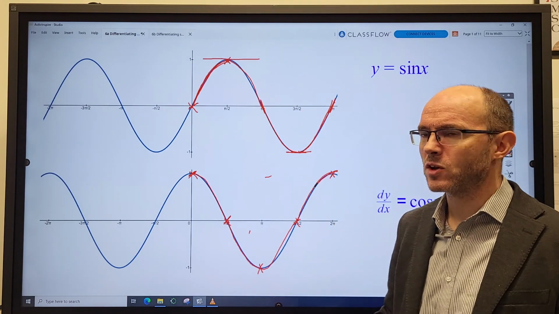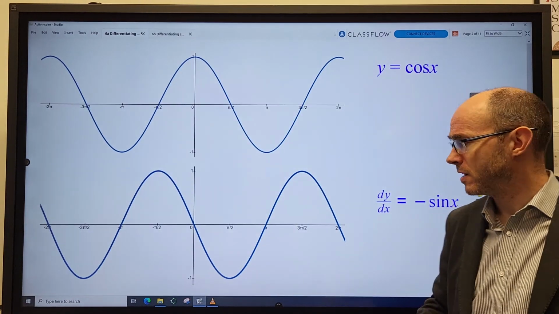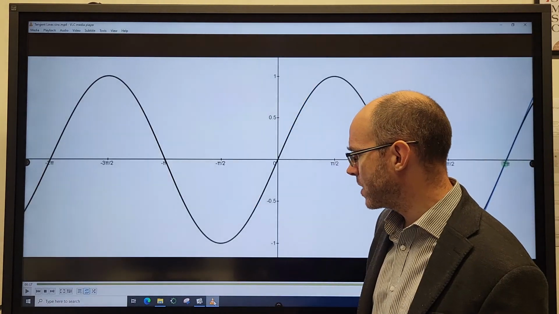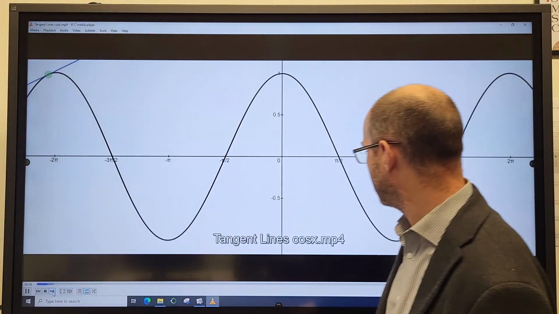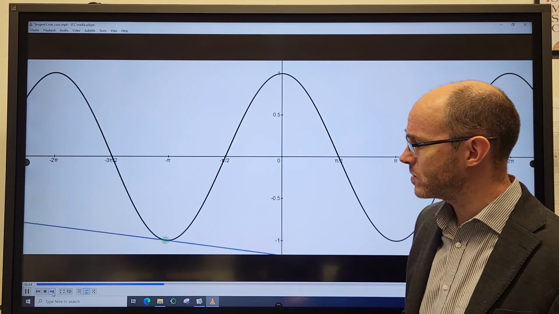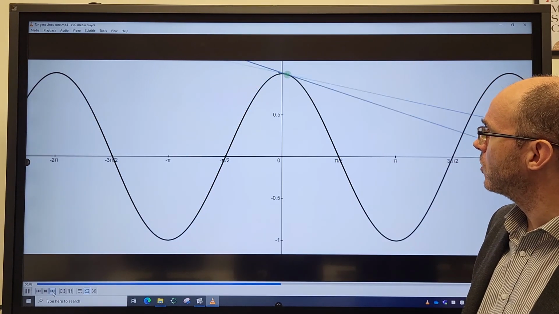Okay. Now let's look at what's happening with the differentiation of cosine x. And I've drawn here the graph of negative sine x to show you what's going on. Now I've got another video here of cosine x. Here it is. Same again, I've got the tangent line set up so that it's following a particular point on the graph of y equals cosine x. And I've got it on a loop.